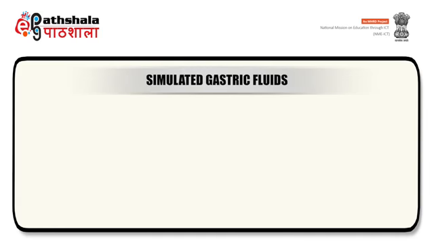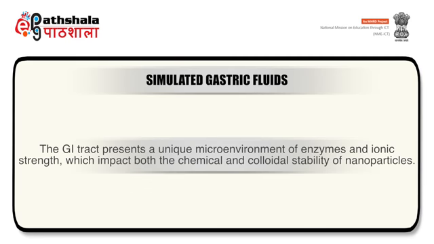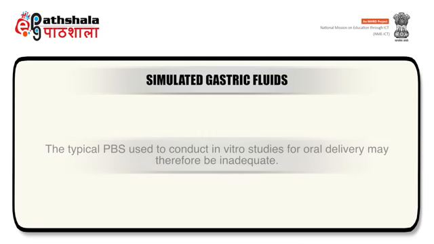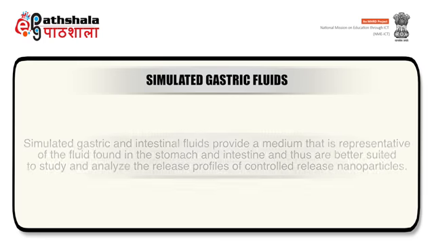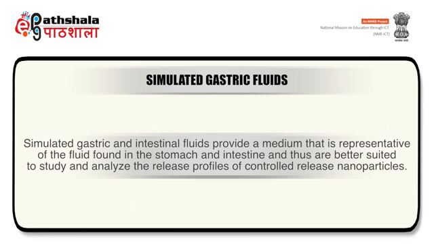Now we are talking about the simulated gastric fluid. The GI tract presents a unique microenvironment of enzyme and ionic strength which impact both the chemical and colloidal stability of nanoparticles. The typical PBS used to conduct in vitro studies for oral delivery may therefore be inaccurate. Simulated gastric and intestinal fluid provide a medium that is representative of the fluid found in the stomach and intestine and thus are better suited to study and analyze the release profile of controlled release nanoparticle.